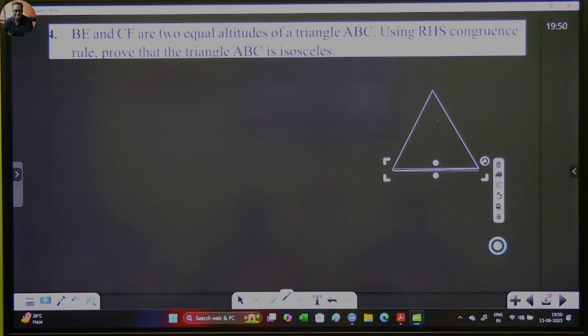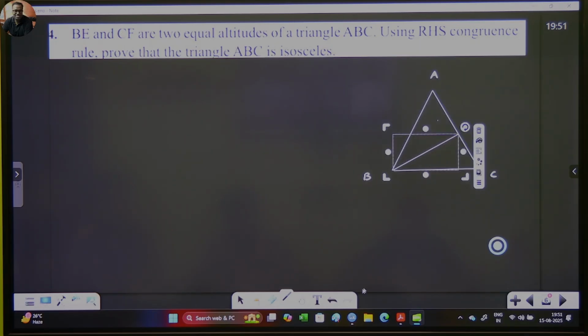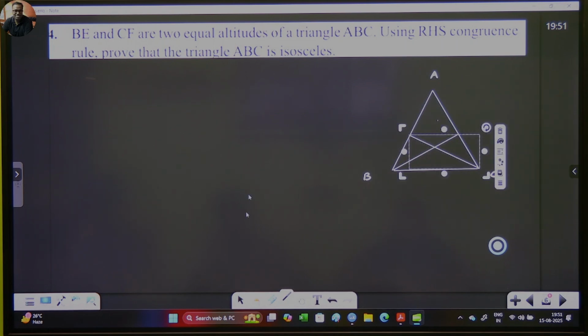And name this. What is the name? ABC. After that, they say BE and CF are two equal altitudes. Altitudes, bhai sahab. So what are the names of them? BE, CF. And since they are altitudes, they should be making some 90-degree angle out here.